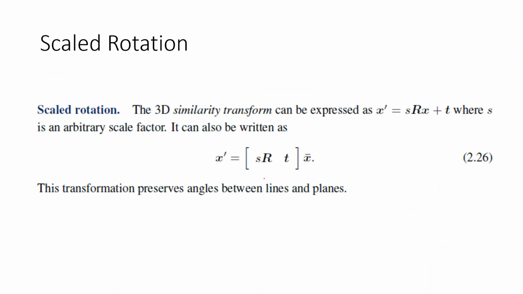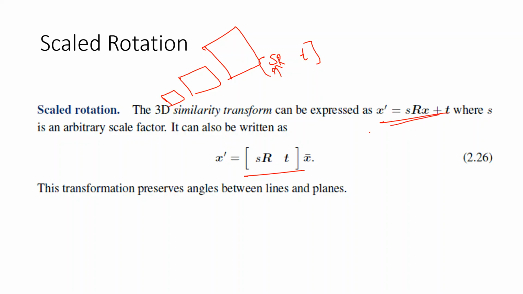Then scaled rotation, the same formula, sRT. s represents scaling. Scaling means the size will be enlarged. If the size is small, we can enlarge it or we can shrink it. So how much size we should scale is represented with the value s. So this representation is inhomogeneous representation. This is homogeneous representation, similar to the previous one.